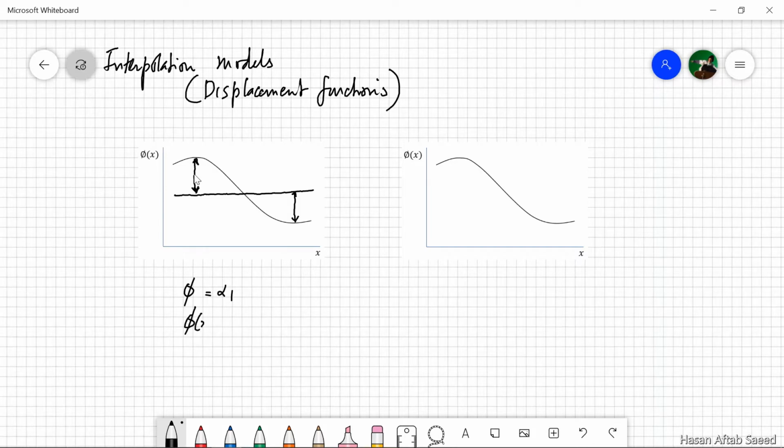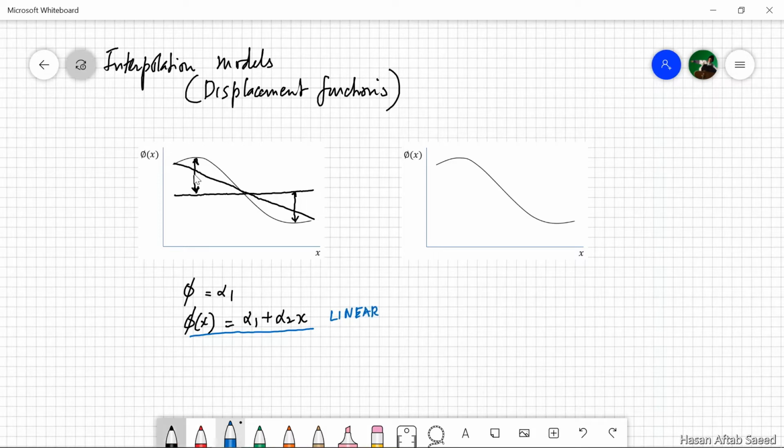We assume that phi is a function of x. It's not a constant, it's a function of x, and it's a linear function of x, alpha 1 plus alpha 2x. You should be very familiar with this kind of expression. Now this will give us something much better. It could give us something like this. Now you can see that this is a linear function.